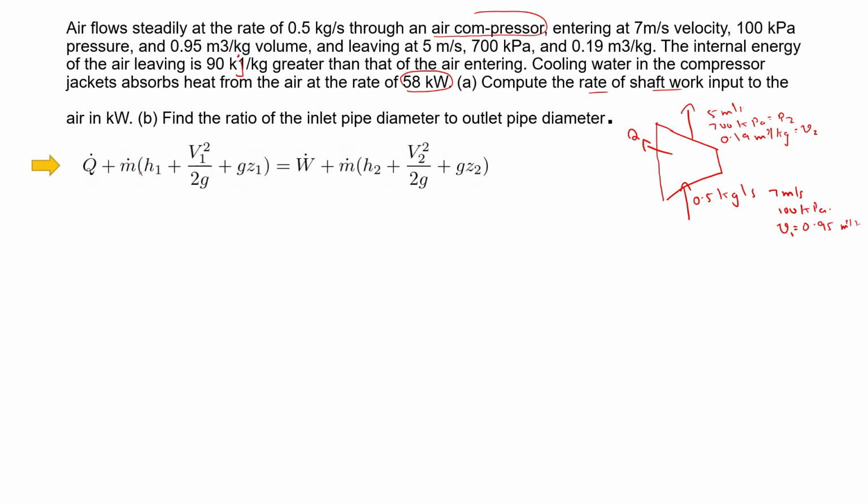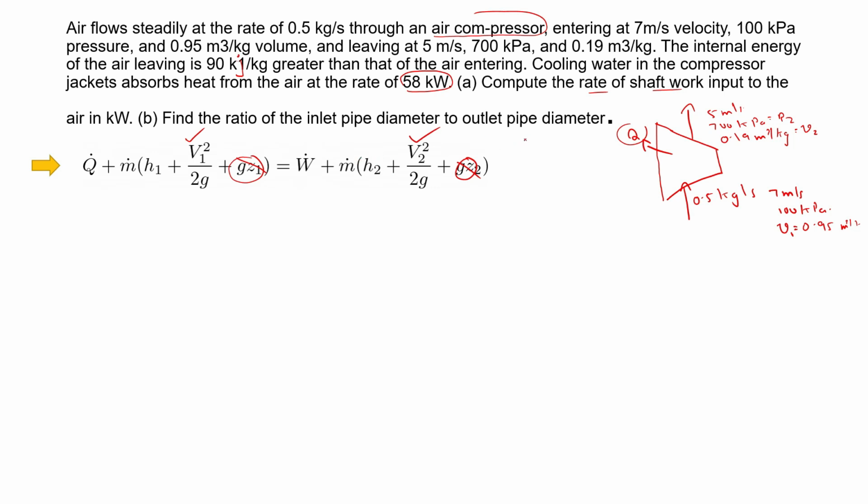So this is Q dot plus m dot into h1 plus V1 square by 2g plus gz1 is equal to the outlet side. This is a steady flow device, so you can apply the steady flow energy equation. Let us look at each term. Q dot is given as the heat released, that is minus 58 kilowatt. The inlet velocity and outlet velocity are given. And this is almost at the same level. The height difference is not given, so you can neglect it.